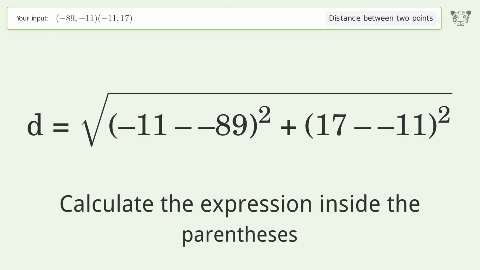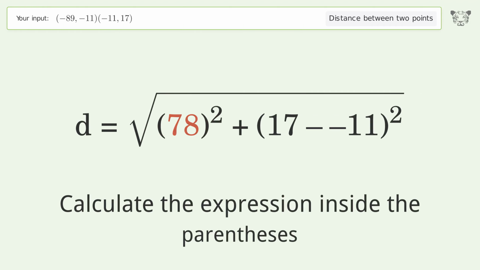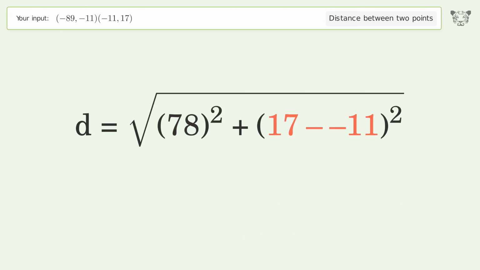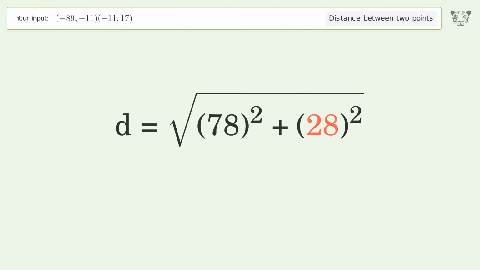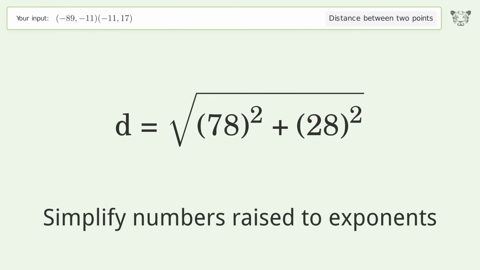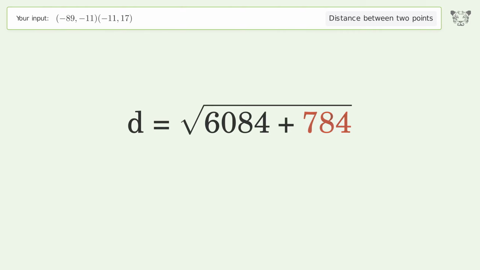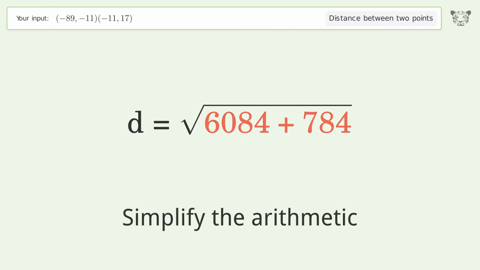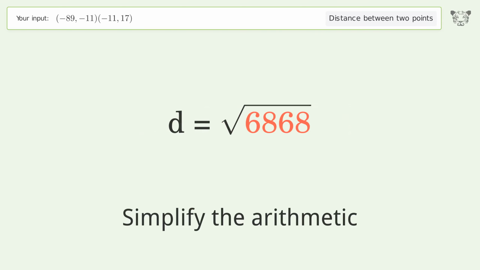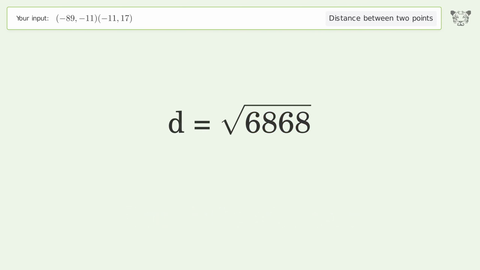Calculate the expression inside the parentheses. Simplify numbers raised to exponents. Simplify the arithmetic. And so the distance between the 2 points is the square root of 6,868, or 82.873.